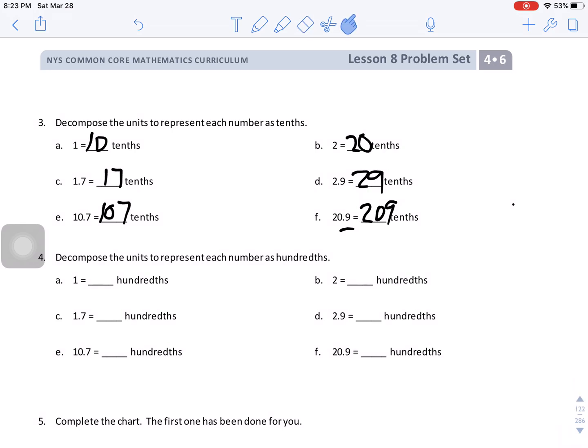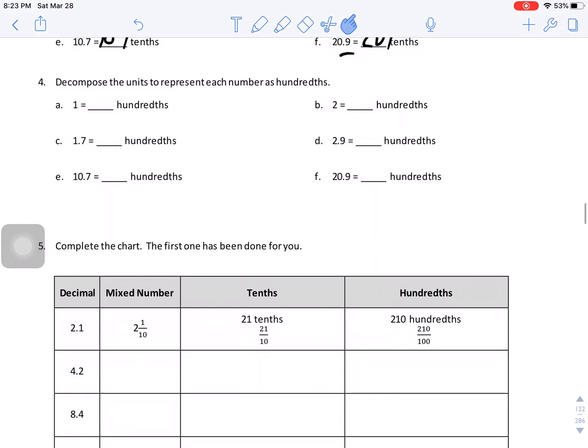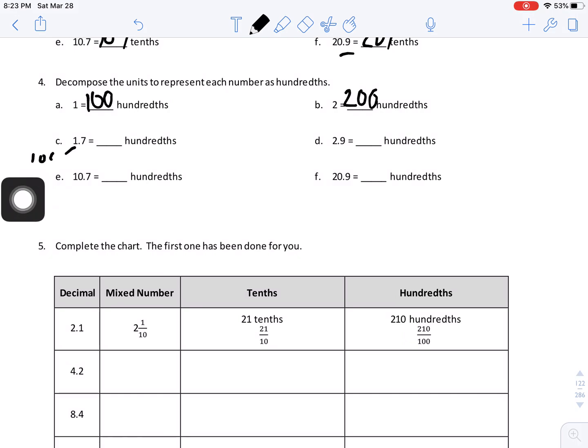This number 4 is a little bit different just because it's hundredths, and we know that 1 whole broken into hundredths would be 100 hundredths is 1 whole. 2 wholes broken into hundredths would be 200 because there's 100 in each. This 1 whole would be the 100. The 7 tenths, here's the tricky part. 1 whole would be 100 hundredths, and 7 tenths, remember each tenth would regroup into 10 hundredths, so that would be 70 hundredths, and I put them together and it would be 170 hundredths.